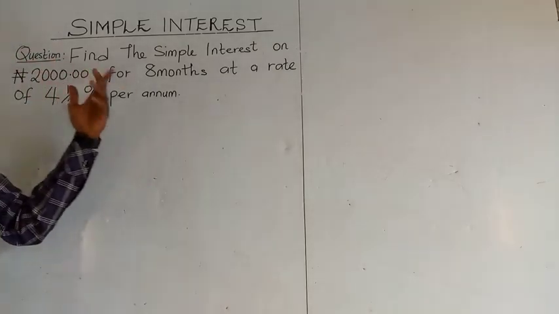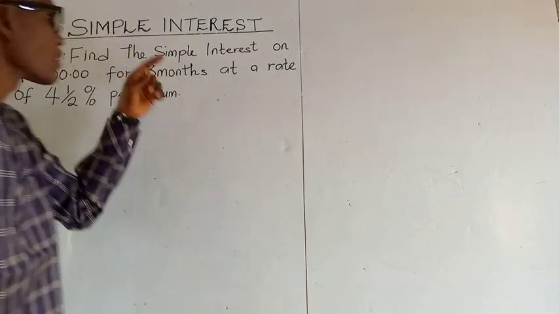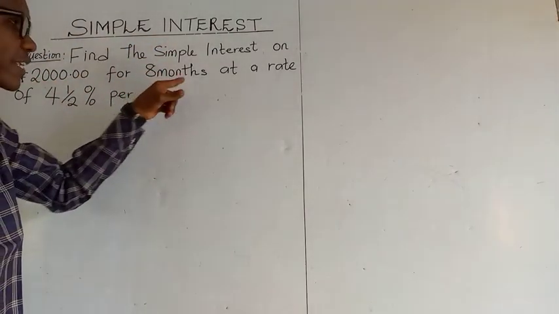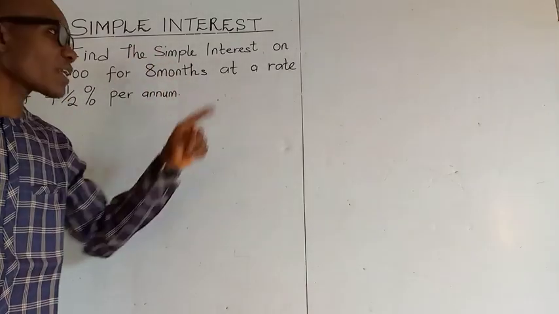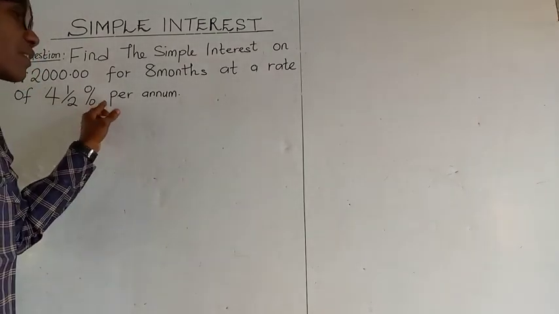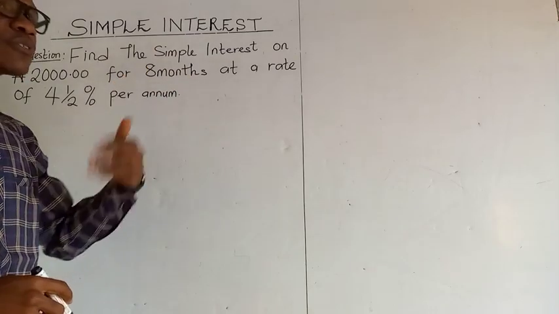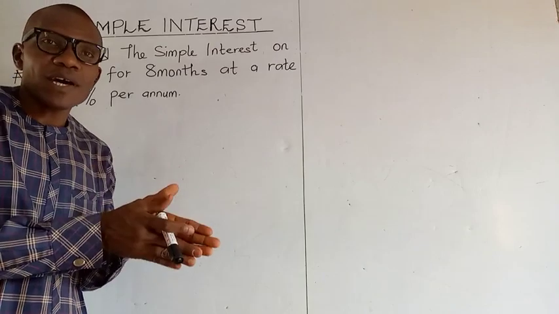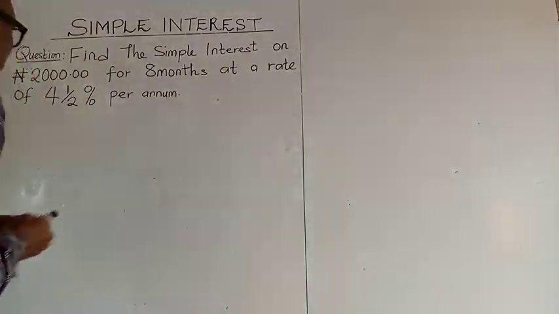We have another question here. Now we are asked to find the simple interest on 2000 naira 00 kobo for 8 months and not years, at a rate of 4 and a half percent per annum. Normally what you are supposed to put into the simple interest formula is years and not months. So what will we do with these months? Let us see.